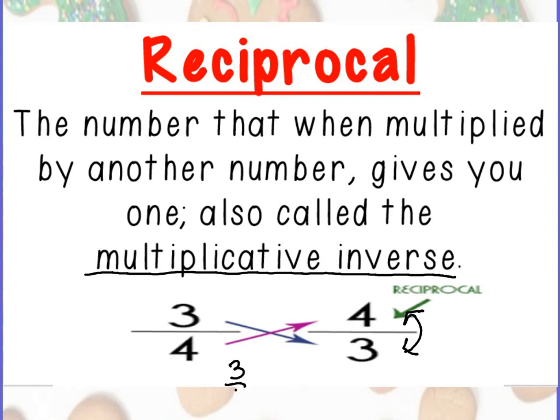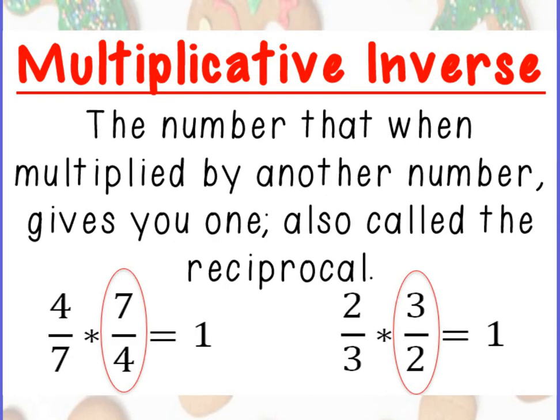Because if you see, I take 3/4 and I multiply it by 4/3. And remember, we multiply straight across. And I get 12/12, which equals 1. So 4/3 is a reciprocal to 3/4. And on that same token, the multiplicative inverse is the number that when multiplied by another number gives you 1. Again, this is also called the reciprocal. So we have 2 words or 2 terms that mean pretty much the same thing.